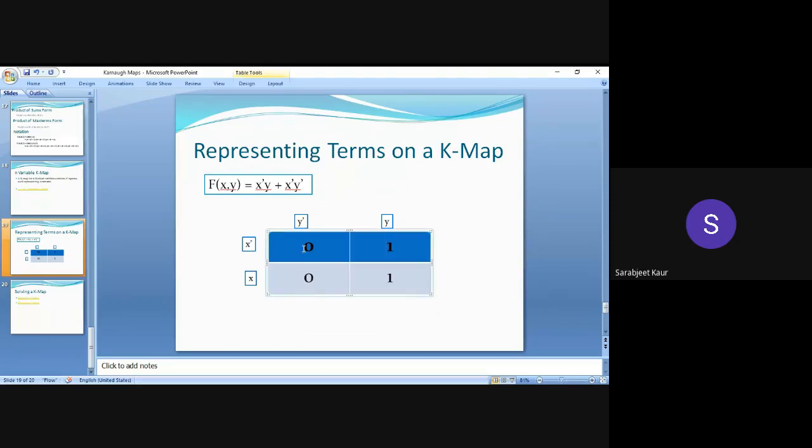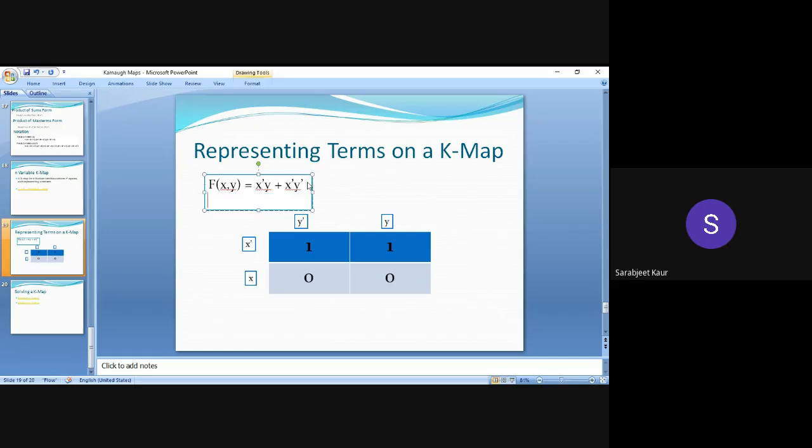Now what will I do? This is the same term, x dash y. And now the other one I have to put is in x dash y dash, which happens to be the first term. So I put it here. Any problem? Good.